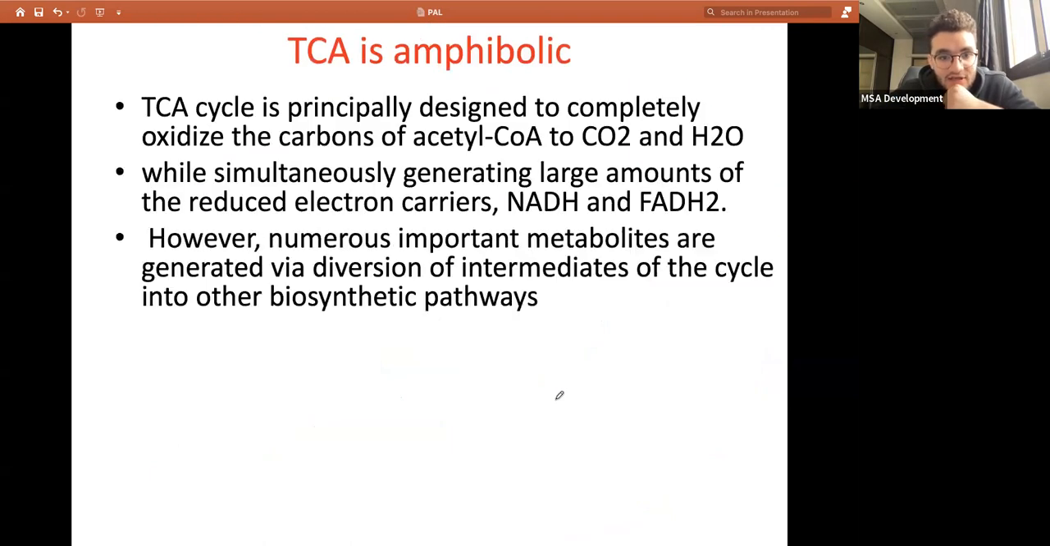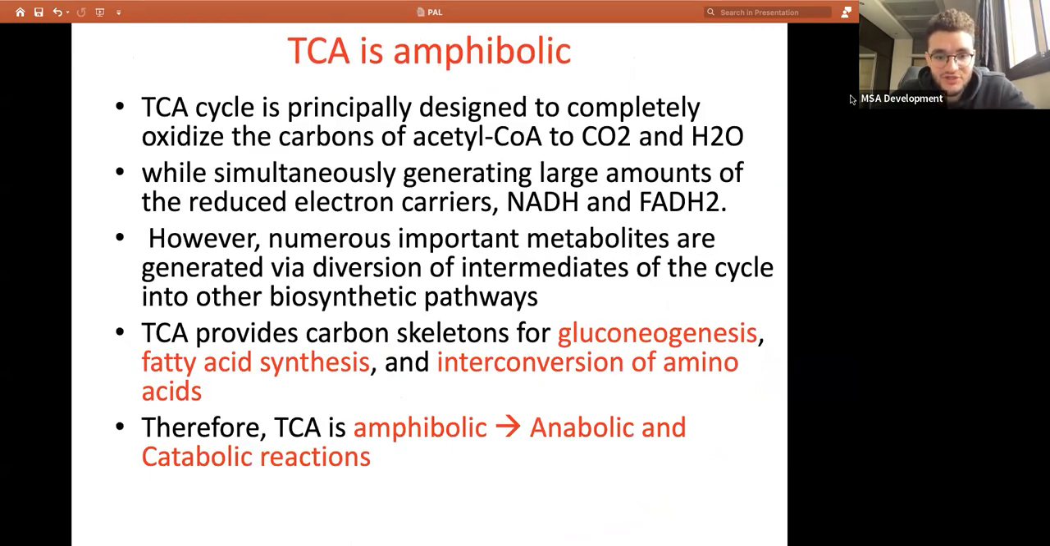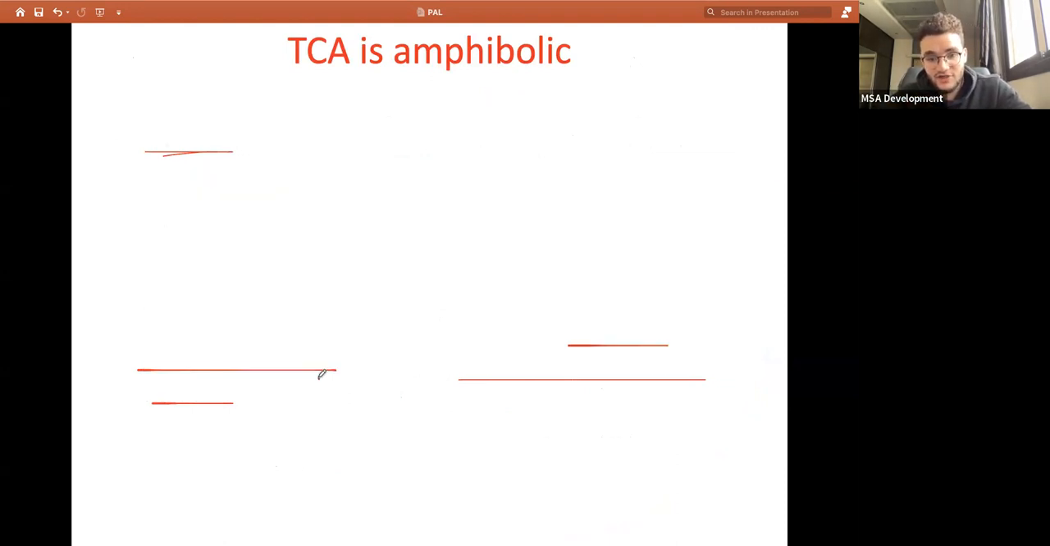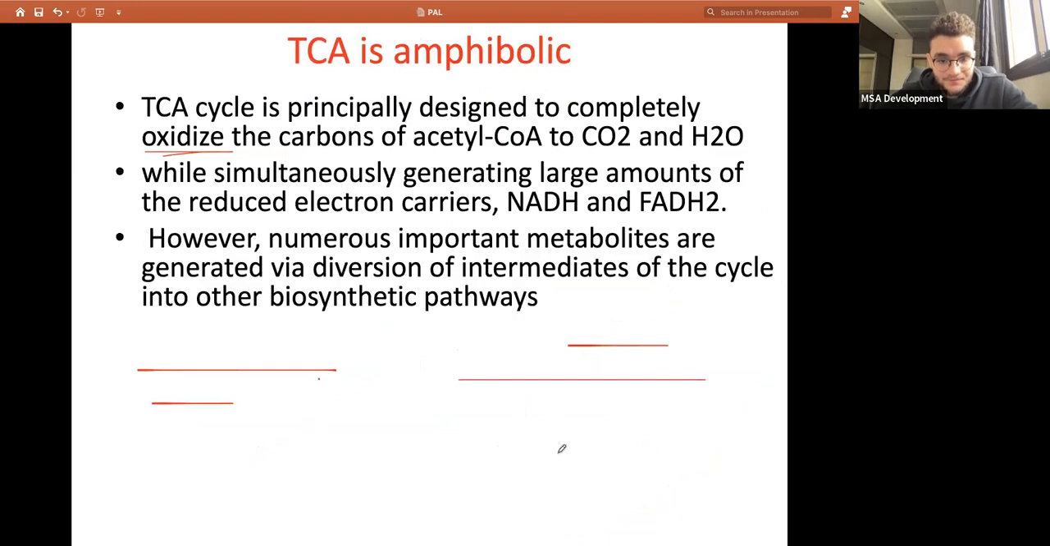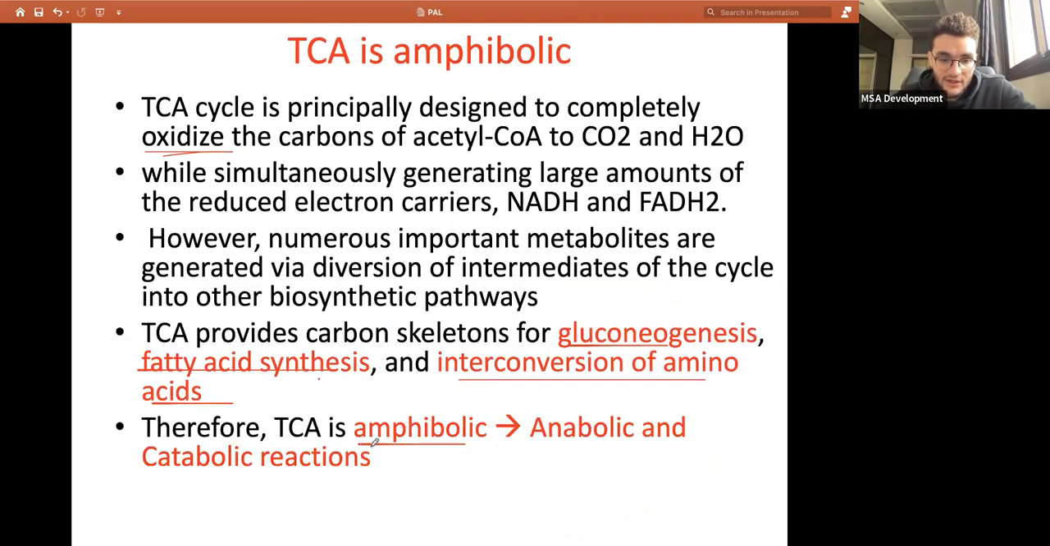Okay. So again, amphibolic, because obviously it's being oxidized. At the same time, it's being used for gluconeogenesis, which is in the next lecture, for fatty acid synthesis, and for formation of amino acids, such as glutamate from alpha ketoglutarate. Again here, alpha ketoglutarate, and succinyl-CoA forms porphyrins and heme. So as we said, the term amphibolic means anabolic and catabolic, right?